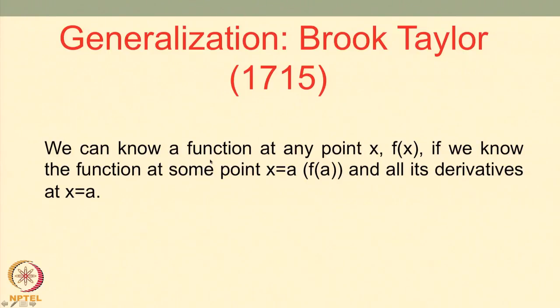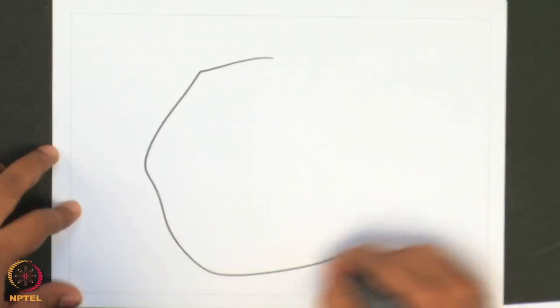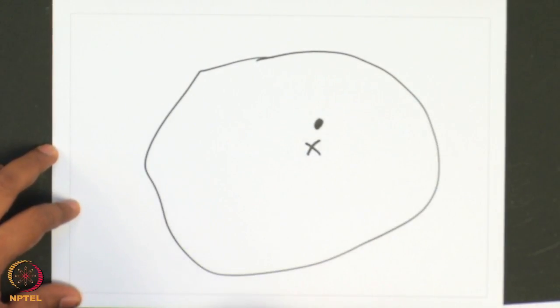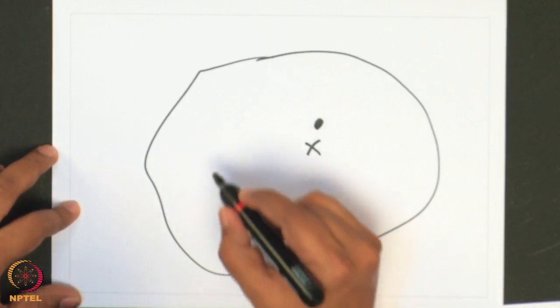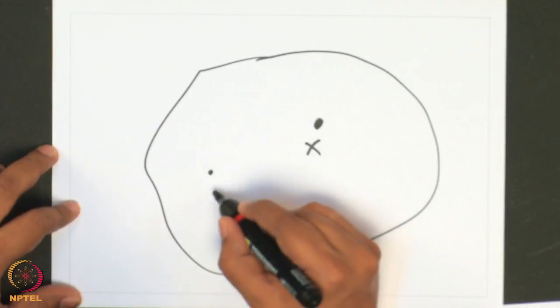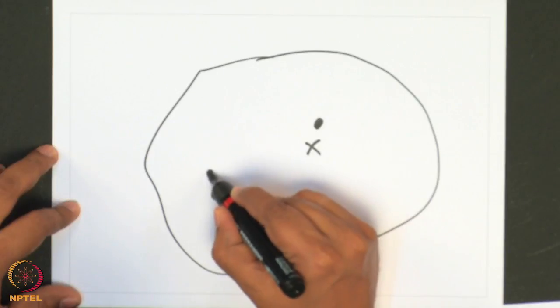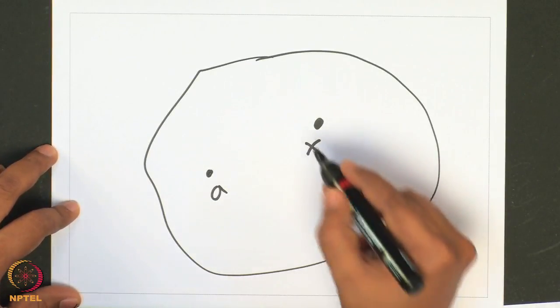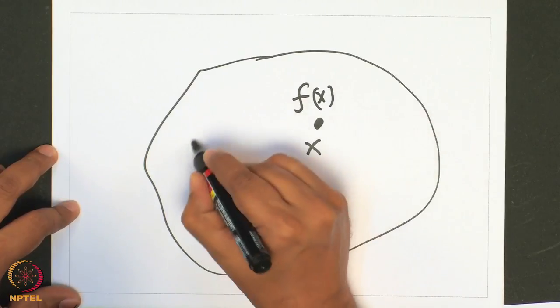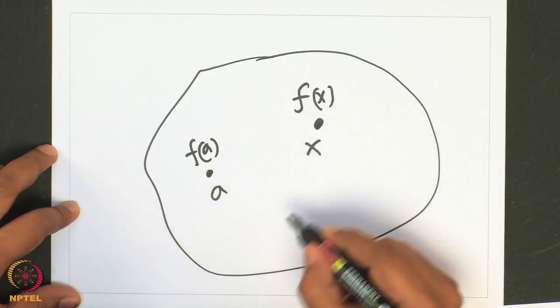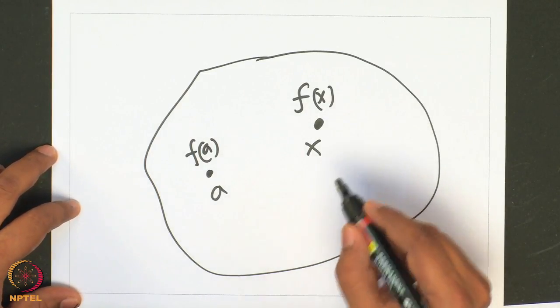Let me describe this a little bit carefully. Think about it: you want to know the function value at this point x. If I know the value of the function at some other point, which is called a, can I find out the value at x? It turns out that we can, and how to find this is what the Taylor series is.